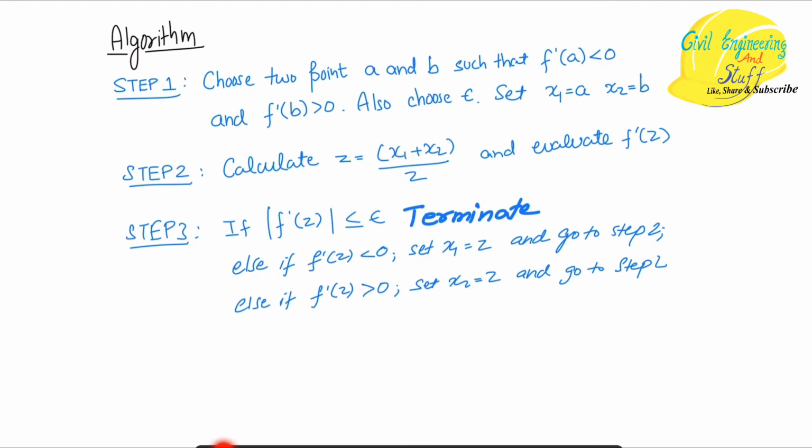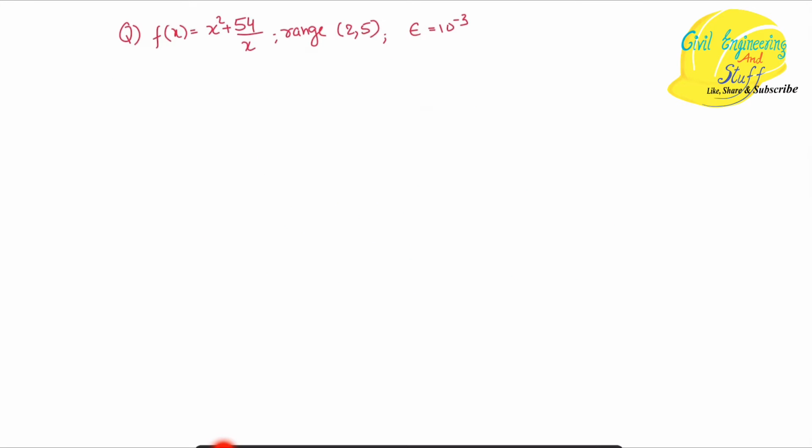If this is not the case, then we will see whether this first derivative is less than 0 or greater than 0. If it is less than 0, then we will discard the value of a and take x1 equal to z. If f dash z is greater than 0, then we will leave out the value of b that we assumed initially, take x2 to be z, and we will continue till we have reached the smallest point. All right, so let us do a numerical to understand this bisection method.